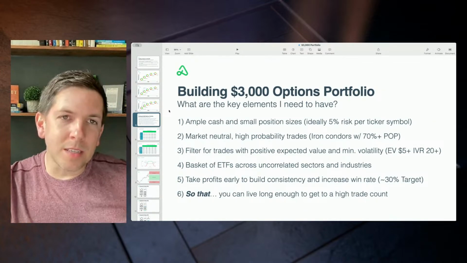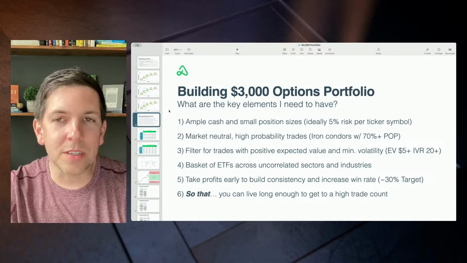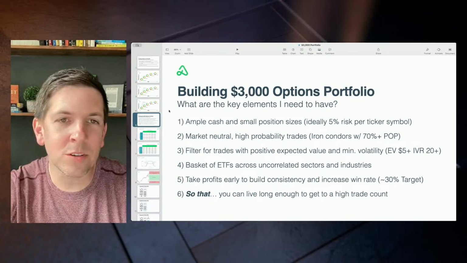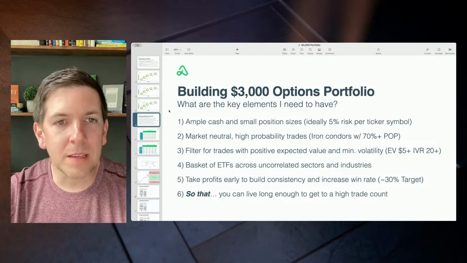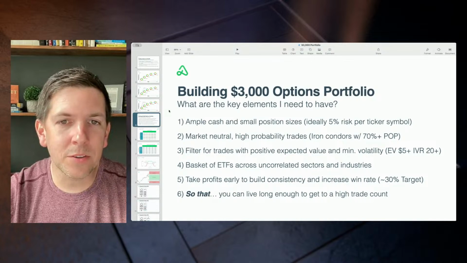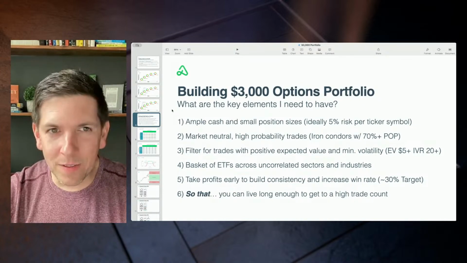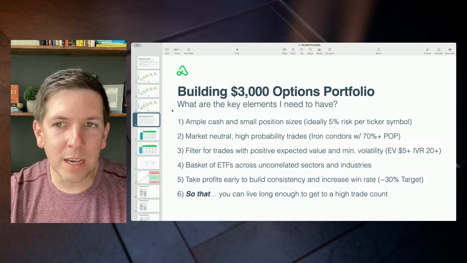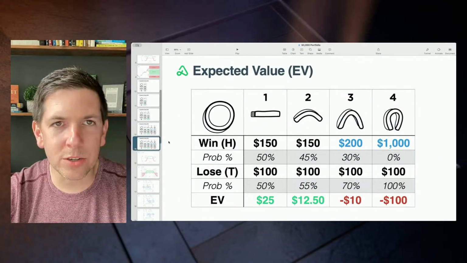The building blocks of this 3K portfolio were, number one, ample cash and small position sizes. We went through that last time. Number two, market neutral, high probability trades. Ideally, iron condors with a 70% probability of profit or better. Again, we went through that last week. And the third thing that we went through was filtering trades for positive expected value and minimum volatility. We got through a lot of that, but I want to show you some more examples in today's video so that we can build on top of that. So let's quickly jump down to that area so that we can talk about it.